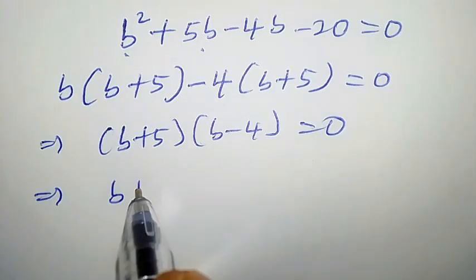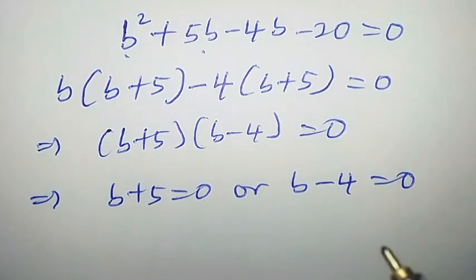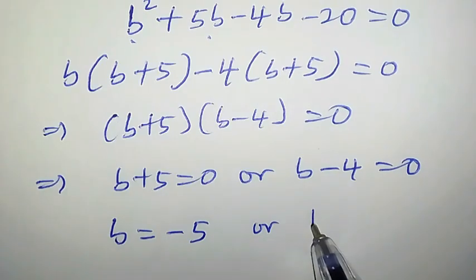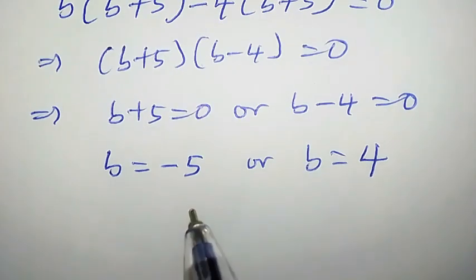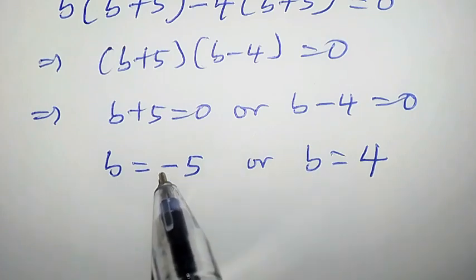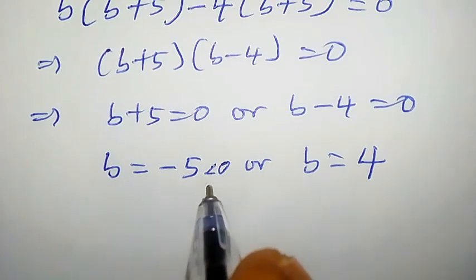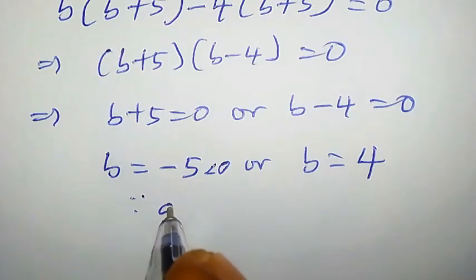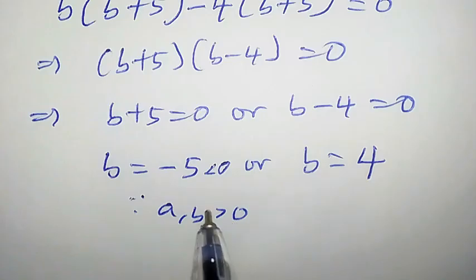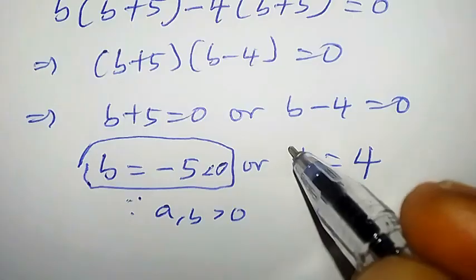Which also implies that b plus 5 is equal to 0 or b minus 4 is equal to 0. Clearly from here, b is equal to negative 5 or b is equal to 4. Notice that we have two values for b here, but we have to ignore the one that is less than 0. This one is less than 0. The reason we ignore this is that since a, b is greater than 0 and this value of b is less than 0, we are going to ignore it. So the value of b is equal to 4.